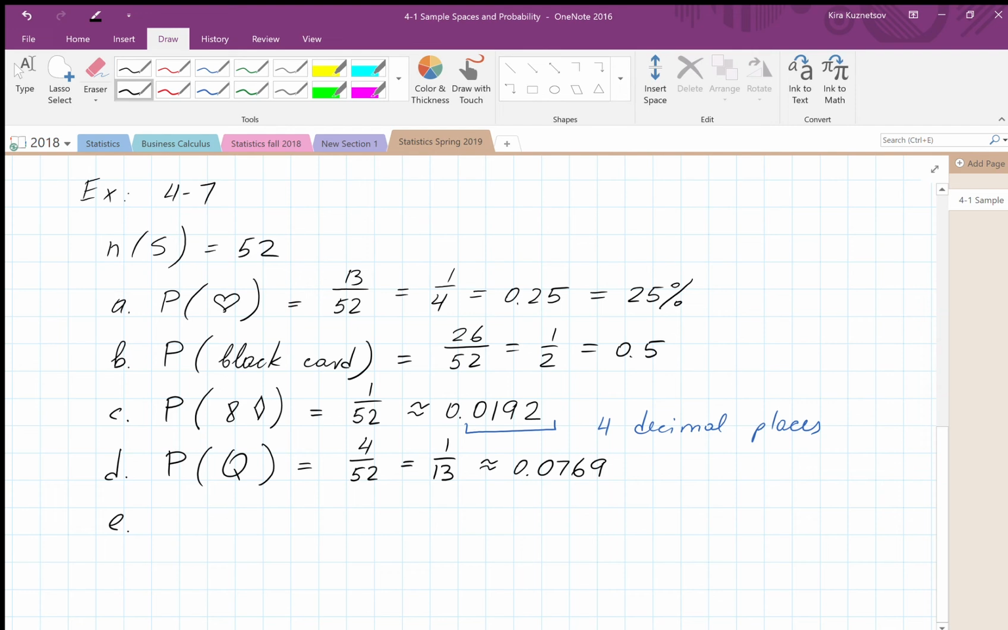And my last example in this problem is what is the probability of getting a face card? A face card is either Jack, Queen, or a King. So there's 3 in each suit. There's 4 suits, so 3 times 4 is 12. So there's exactly 12 cards that are face cards in a deck of 52. Therefore, the number in your event is a 12, and the number in your sample space is 52.